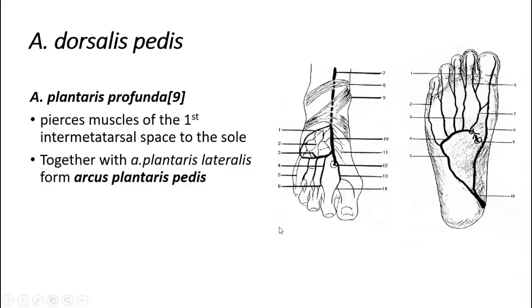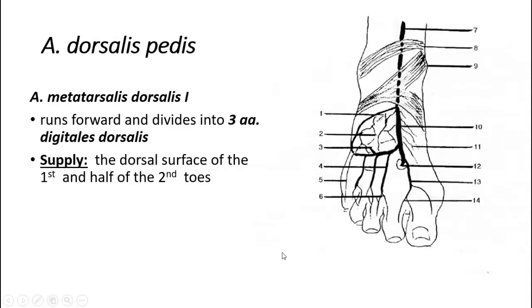And so these are the terminal branches, and let's take a look at them. So the first deep branch, arteria plantaris profunda, that sinks and appears on the plantar surface, will make connection with the arteria plantaris lateralis to form the deep plantar arch of the foot, so arcus plantaris pedis or arcus profundus pedis. So you can find two different names for the same structure here, okay? So this is about the first branch.